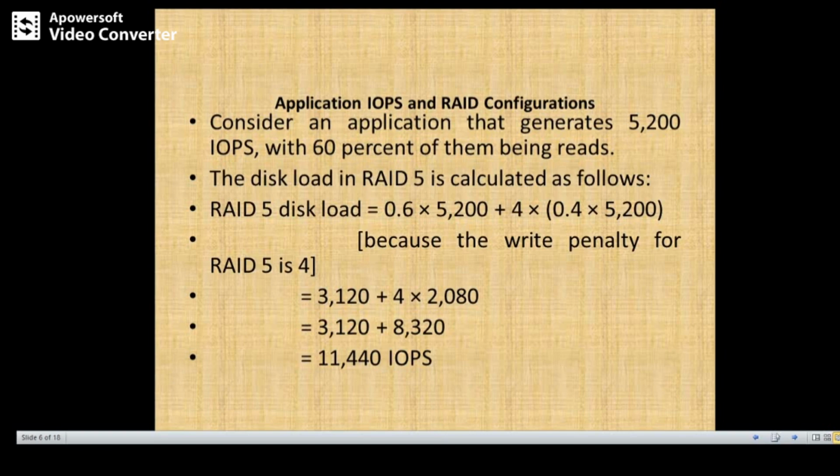The disk load is 60% of 5200 reads and 40% of 5200 write operations. But we have to consider the write penalty. So that means 0.6 × 5200 plus write penalty × 40% of 5200. You will get the value as 11,440 IOPS, input output per second.